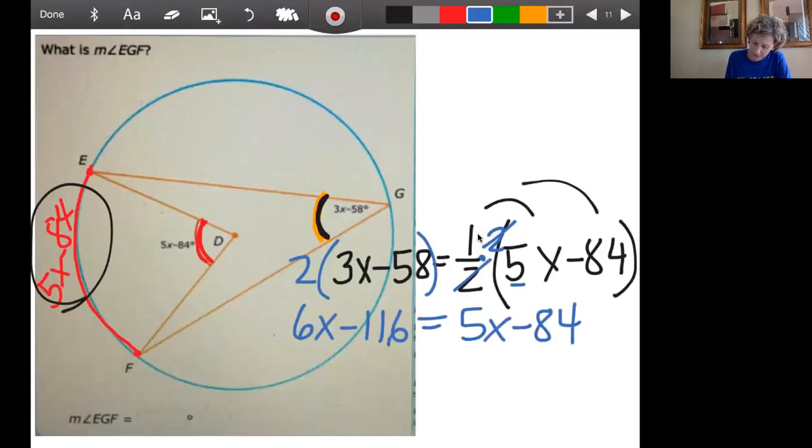Okay? I'm going to bring my x's to this side, so I'm going to subtract 5x from both sides, and I'm going to kind of do it in one step, and I'm going to add 116 to both sides.